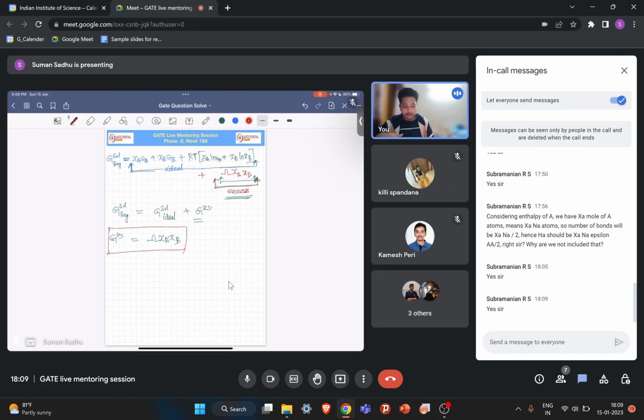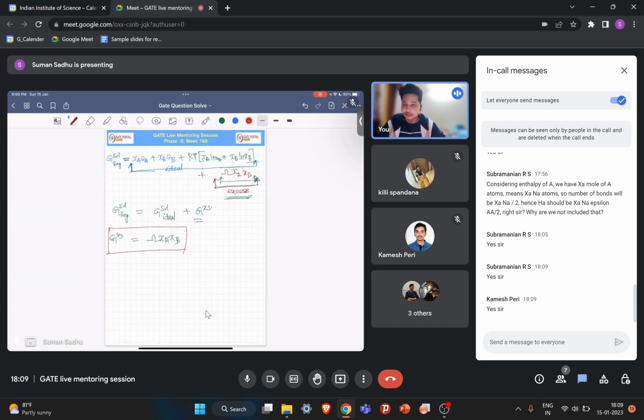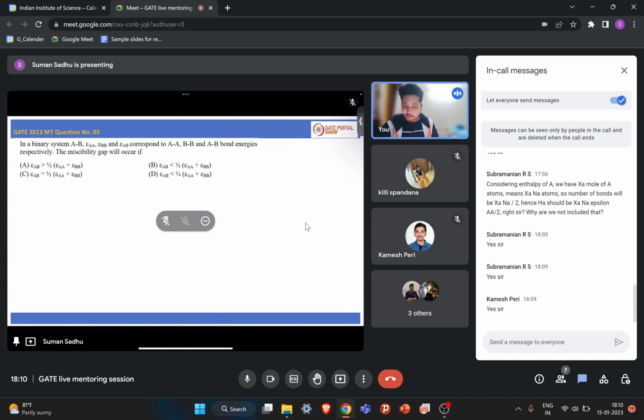Okay, so I think for the first few questions we have covered enough concept regarding regular solution and ideal solution. So now I will move to solve a few questions, and then we will cover the free energy versus composition diagram and all. Let us solve the first few questions first. Okay, so this is the first question.